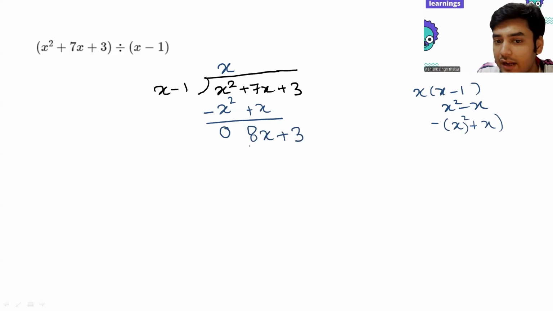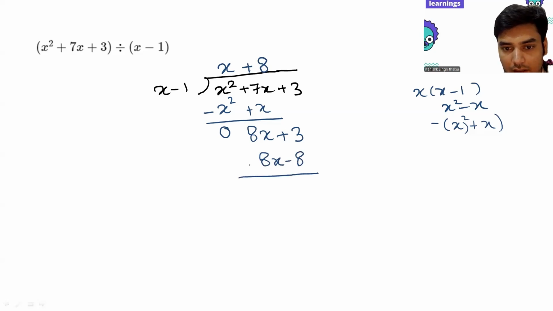Same way, what now I have to make? Obviously 8x, right? I'll forget about the other term, so I'll be multiplying with 8 because 8 times x will give me 8x minus 8. Okay, then minus and then plus, right? I'll multiply with that. So this gives me 0 plus 8 plus 3 gives me 11, right?